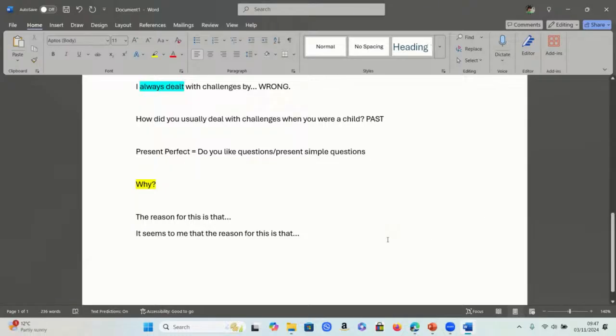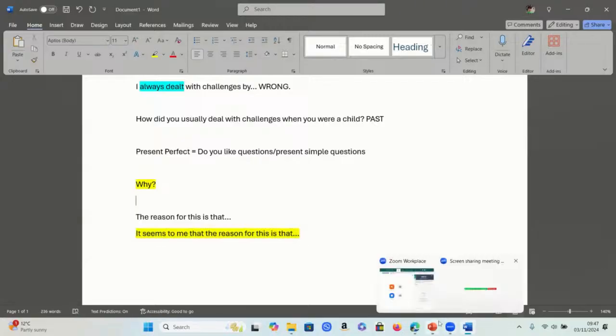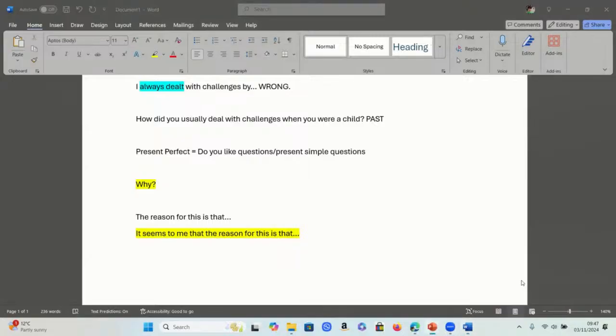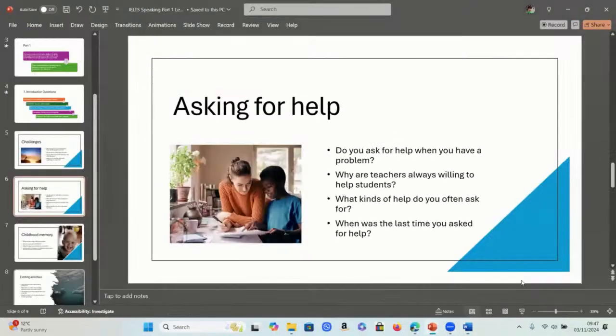So these are expressions you can begin with. The reason for this is that, it seems to me that the reason for this is. I don't know how difficult this one is for you to say, but for me, that's really easy to say. That's very natural sounding. It seems to me that the reason for this is that. So this is what you want to do when you're looking at the part one questions. And we can think this way because most of these part one questions are fairly similar types. See if we've got any more in a moment.